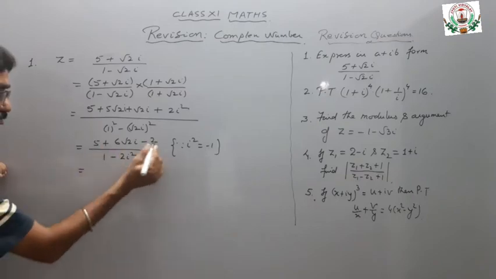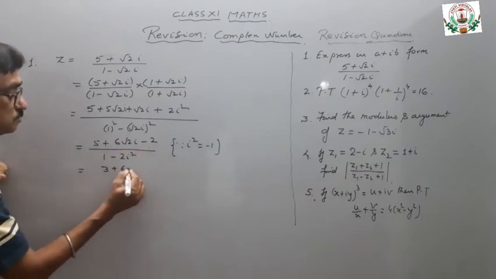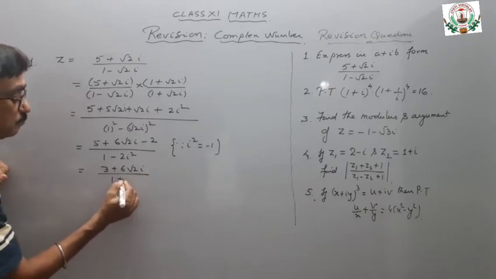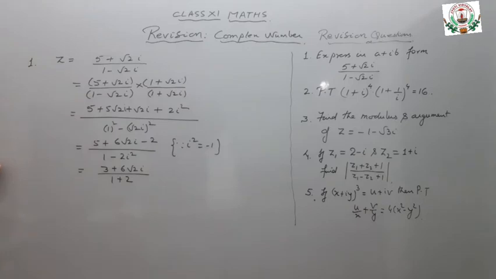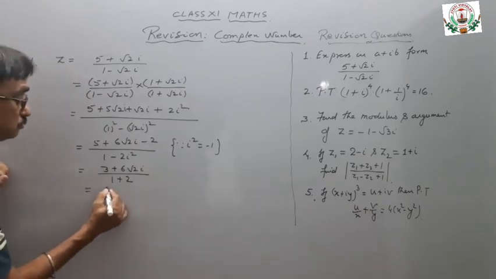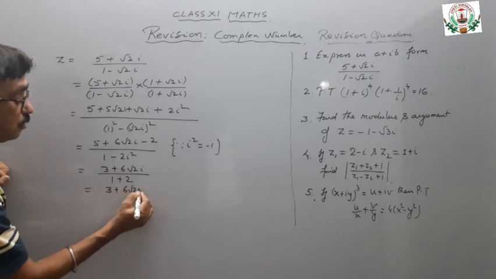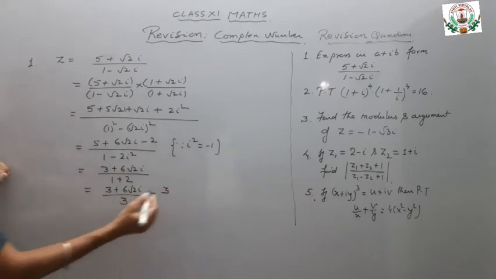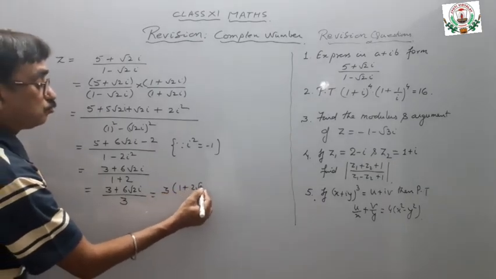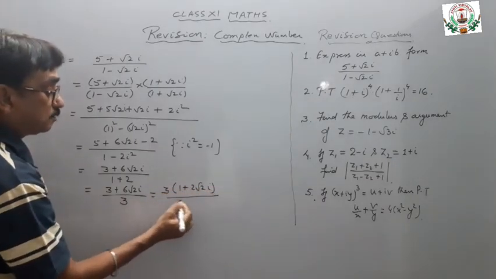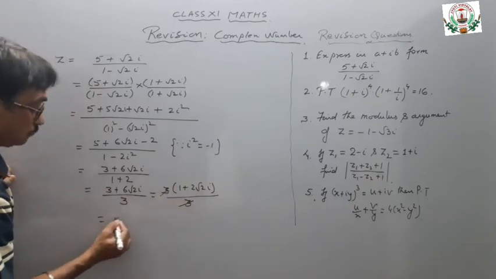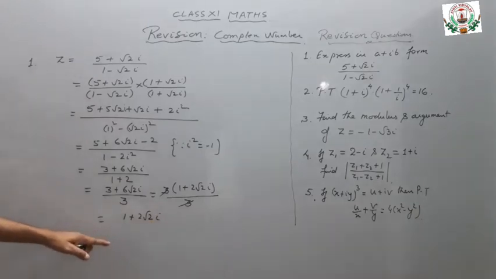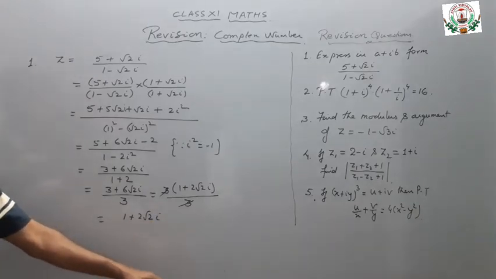So 5 minus 2 will become 3 plus 6 root 2i upon 1, it will become plus 2 as i square is minus 1. So 3 plus 6 root 2i upon 3, now we can take 3 common, so 1 plus 2 root 2i divided by 3. So our given complex number will be in the form of a plus ib: 1 plus 2 root 2i.